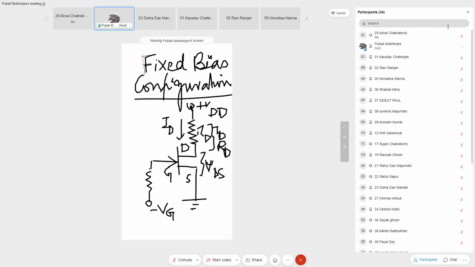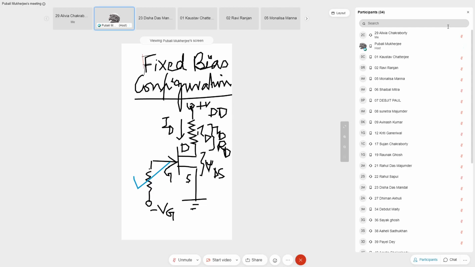Okay, and what we can write is, if we are taking the input part of the circuit, then we know that since the input impedance of the FET circuit is very high, the gate current IG is almost zero, or rather it is zero. So IG is zero out here.